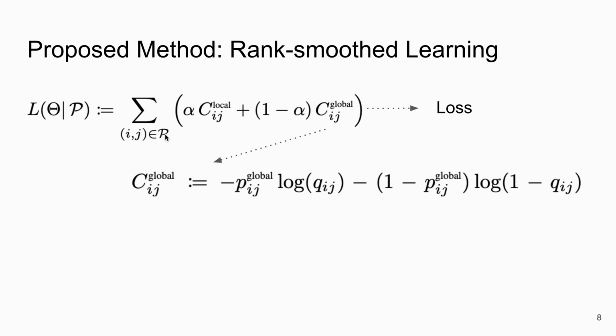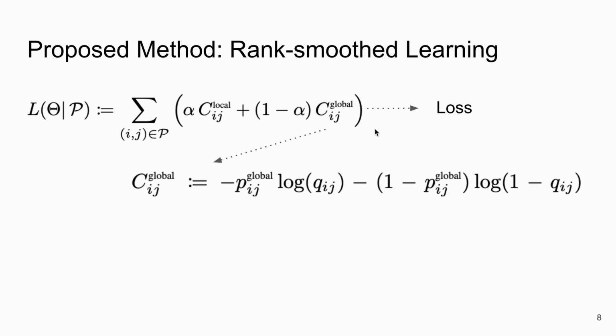If we take a closer look at our training loss, you can see that it has two terms. The local cross-entropy term, which is based on pairwise comparisons, and the global cross-entropy term, which is based on the approximated rank of all images.